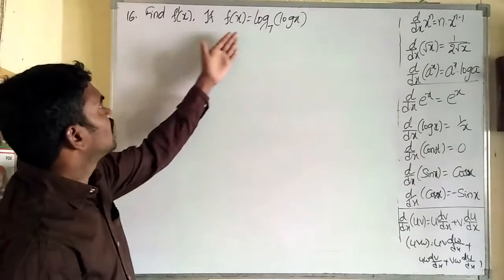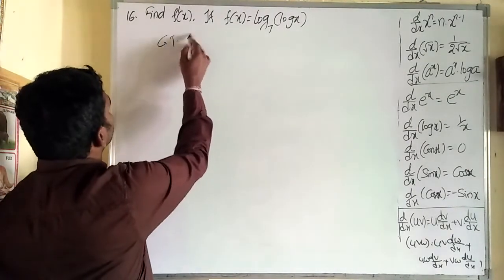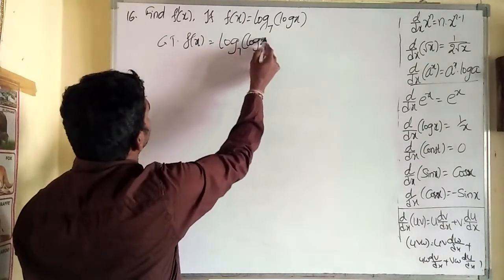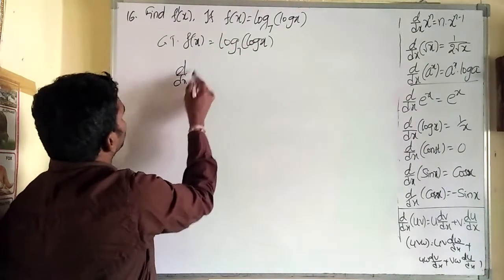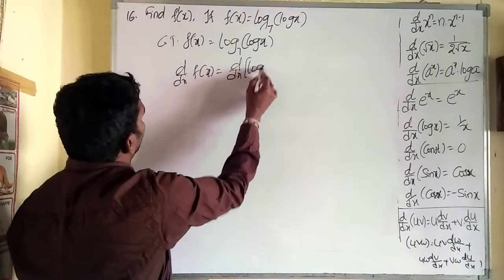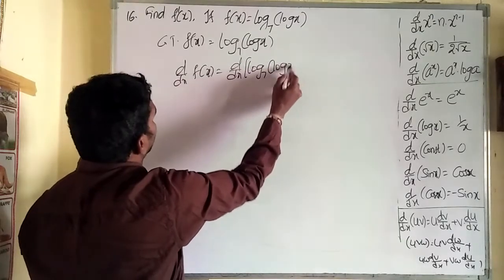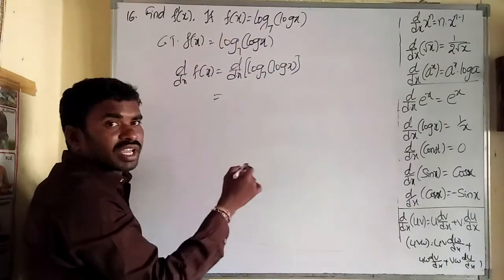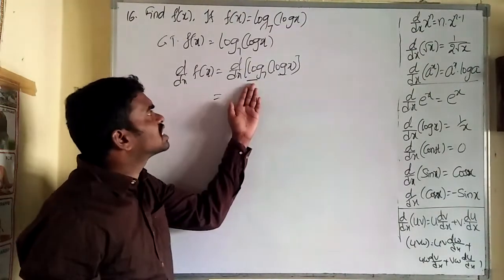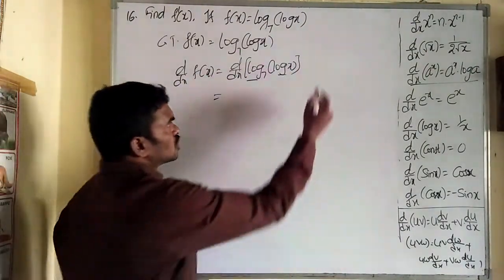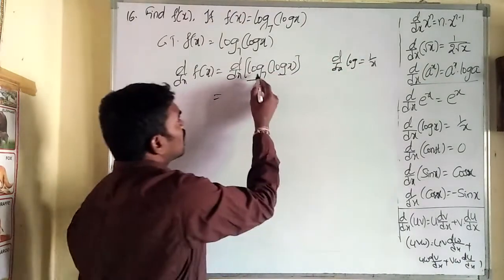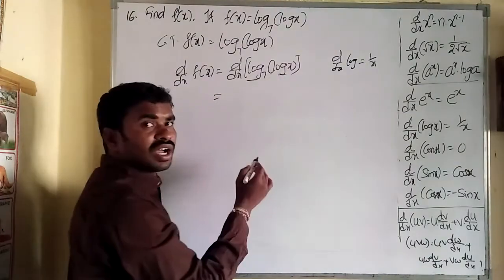16th, same type. Given that f of x is equal to log to the base 7 of log x. Okay, so take differentiation on both sides. d by dx of f of x is equal to d by dx of log to the base 7 of log x. So which formula can we apply? This is in the form of log x. First, this is considered log x. So what is the log x derivative? It is 1 by x.